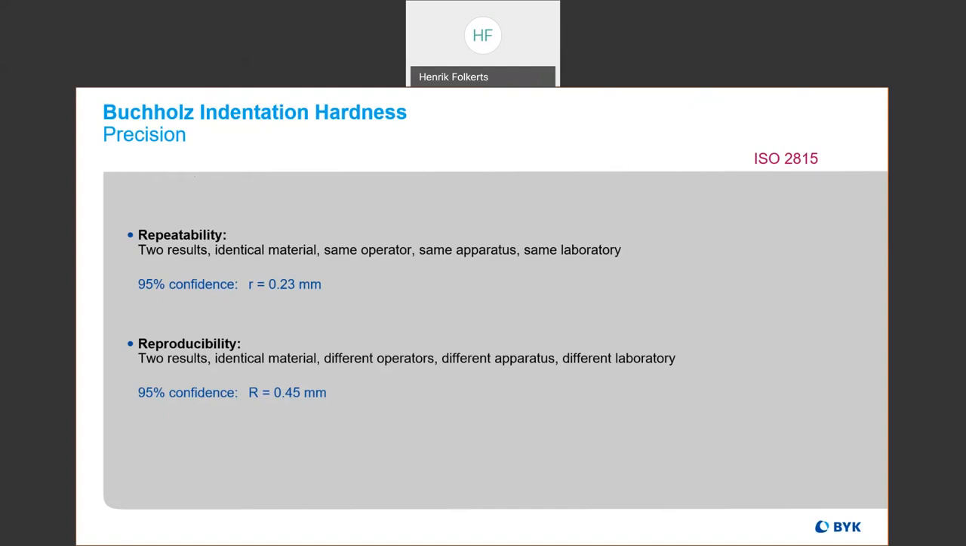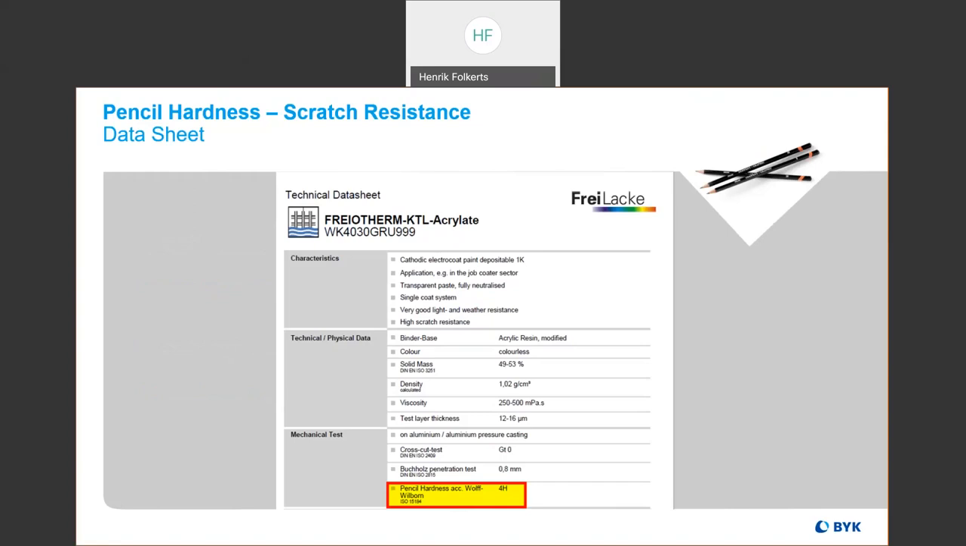Okay, let's have a look at another test method for hardness, the so-called pencil hardness or scratch resistance. The same technical data sheet from the previous slide is used. And for this e-coat from Freilacke, you can see the pencil hardness test on the left corner. The results of the pencil hardness test are recorded according to the Wolff-Wilborn method, which is defined in ISO 15184. And the result for this test is 4H. Here, pencil hardness, the result 4H.